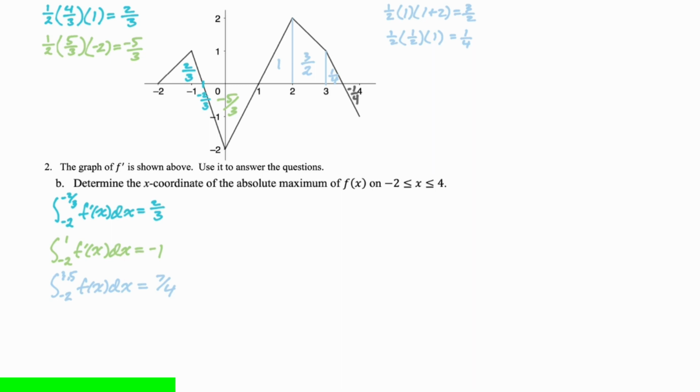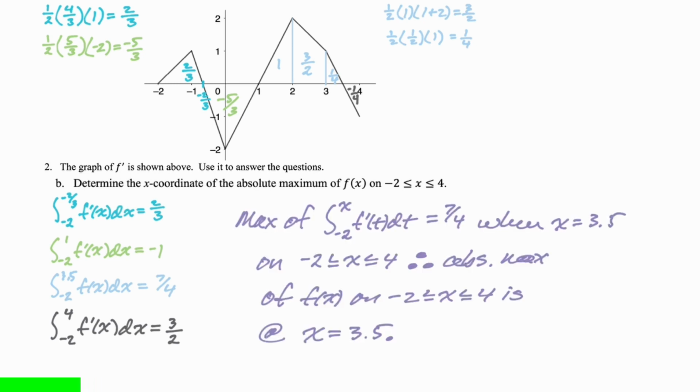We add 3 halves, we add 1/4, so 6/4 plus 1/4 is 7/4. And then we're going to finally do the integral from -2 all the way to 4. We're at 7/4, and we're going to subtract 1/4, which takes us to 6/4 or 3 halves. So whichever of these is the biggest number gives us the biggest positive displacement, which gives us the absolute maximum, right? So 7/4 is definitely where it happens. So we're going to say the maximum of the integral from -2 to x of f prime of t dt is 7/4 when x is 3.5 on the interval from -2 to 4.